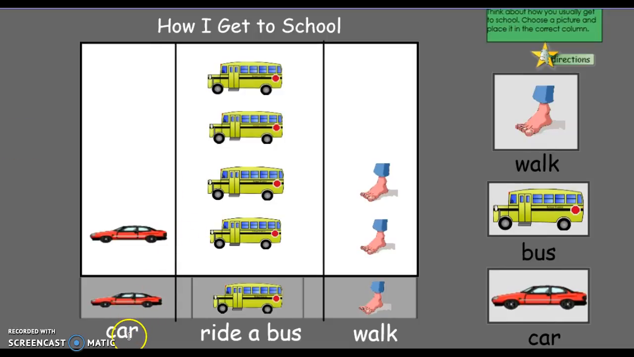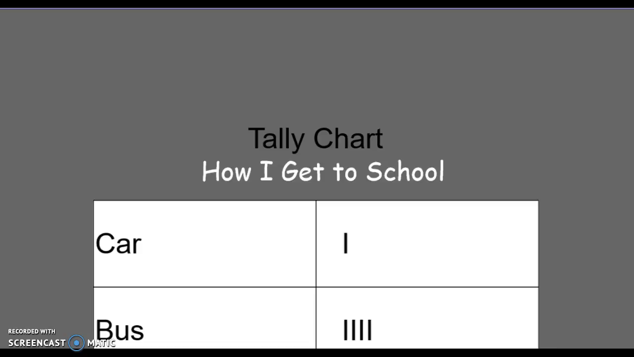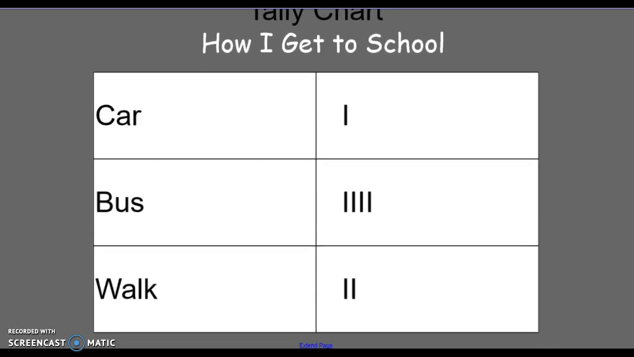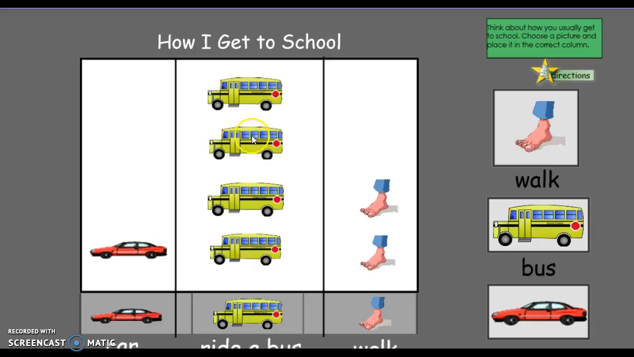In this particular example, we have a column for car, and we have one car in our picture graph. That means one student drove a car to school. And if we go back to our tally chart, we can see, yep, this is right, one student drove a car. 4 students took a bus because there are 4 pictures of buses. And then we have 2 pictures of feet, which means 2 students walked to school. So let's see if we can take this information and create our own picture graph based on a tally chart that we have gathered data on.